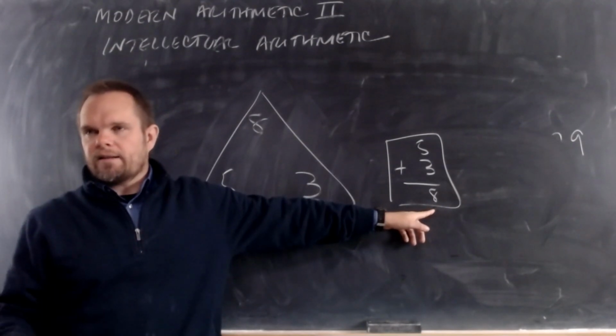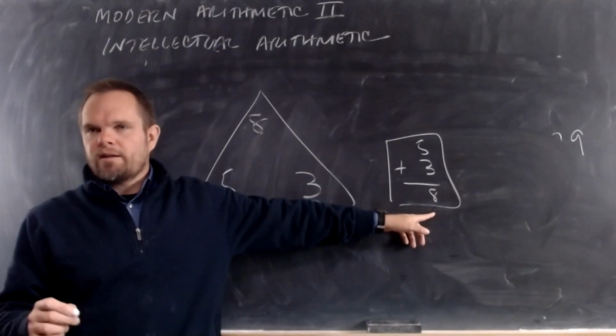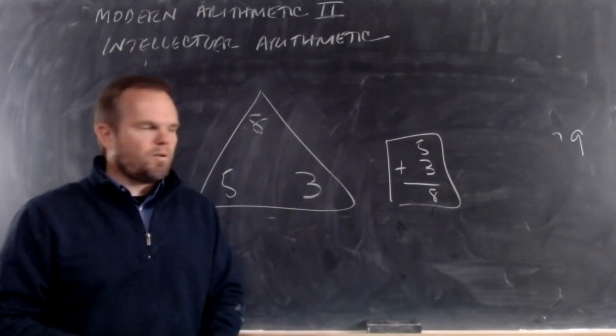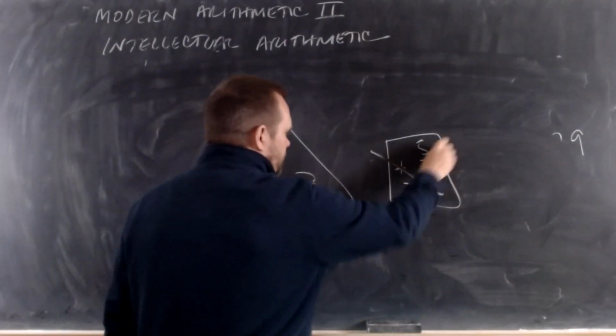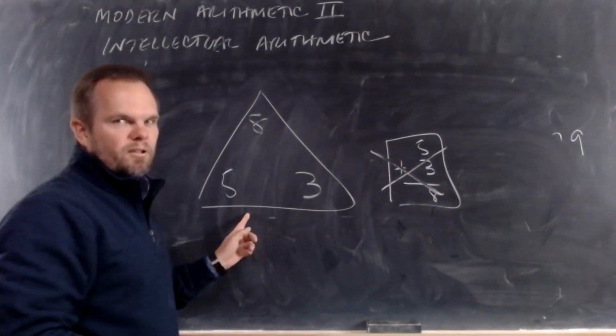5 and 3 are 8. 8 minus 3 is 5. 8 minus 5 is 3. 3 and 5 are 8. You see that? So don't use flashcards like this. Make for yourselves flashcards like this.